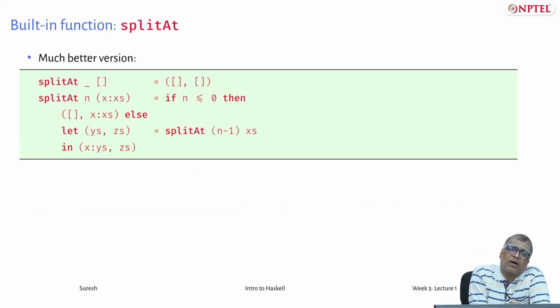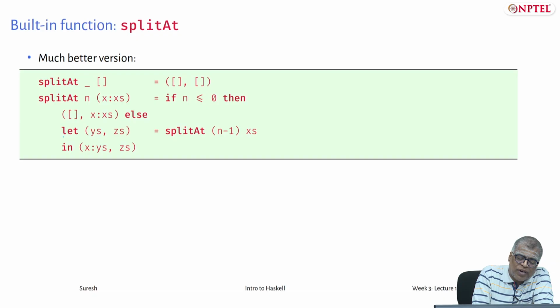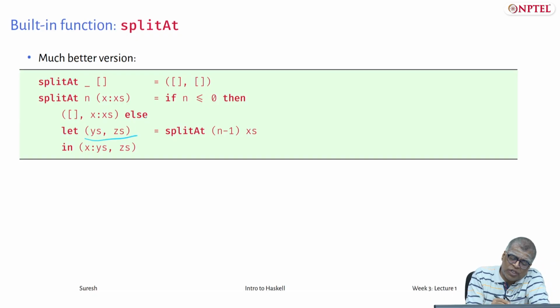Split at whatever empty list is the pair consisting of empty list and empty list. Split at n of x colon x's is, if n is less than or equal to 0, then I return the pair empty list comma x colon x's. Otherwise, you compute split at n minus 1 x's, bind it to the pattern y's comma z, or in other words, use a local definition, give these local names y's and z's to refer to your subcomputation, and then you use y's and z's in your final value, right? So here it is guaranteed that split at n minus 1 is called only once.